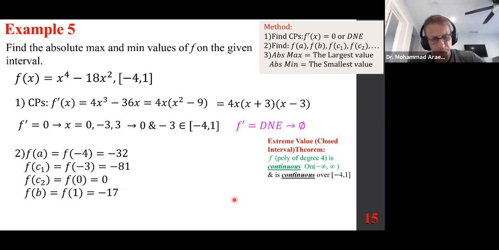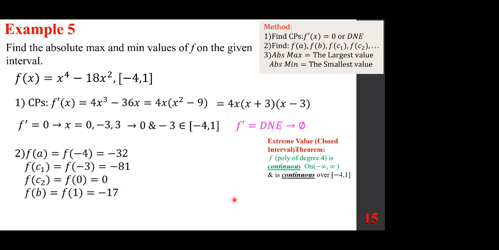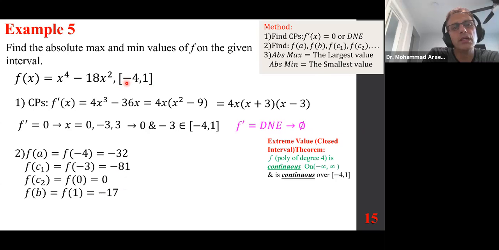Anyone? Sorry, Professor. Why do we not test for positive 3? Okay, let's go back to the given interval. The given interval is from negative 4 to 1. Okay, I see. And as you can see, positive 3 is not within the interval. Does that make sense? Yes, it does.